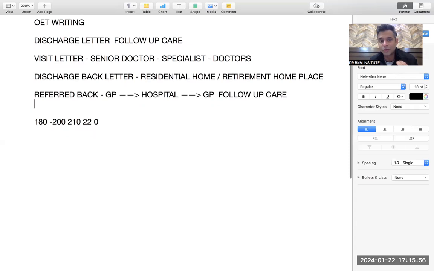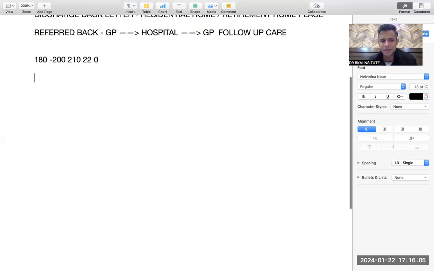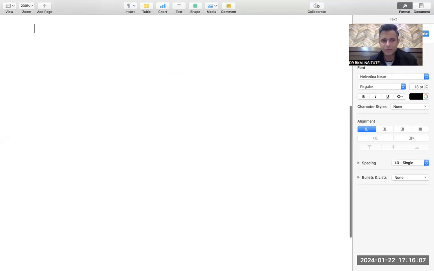Now, how to write all these letters? I will tell you the main discharge letter first, and then you will understand everything. It will become very, very easy for you. I promise you. Just concentration, please. Concentration of around 15 minutes, and you will understand everything about OET. Discharge letter. Again, I told you that the patient was admitted. We are discharging the patient and we are writing the letter to a nurse to provide the follow-up.